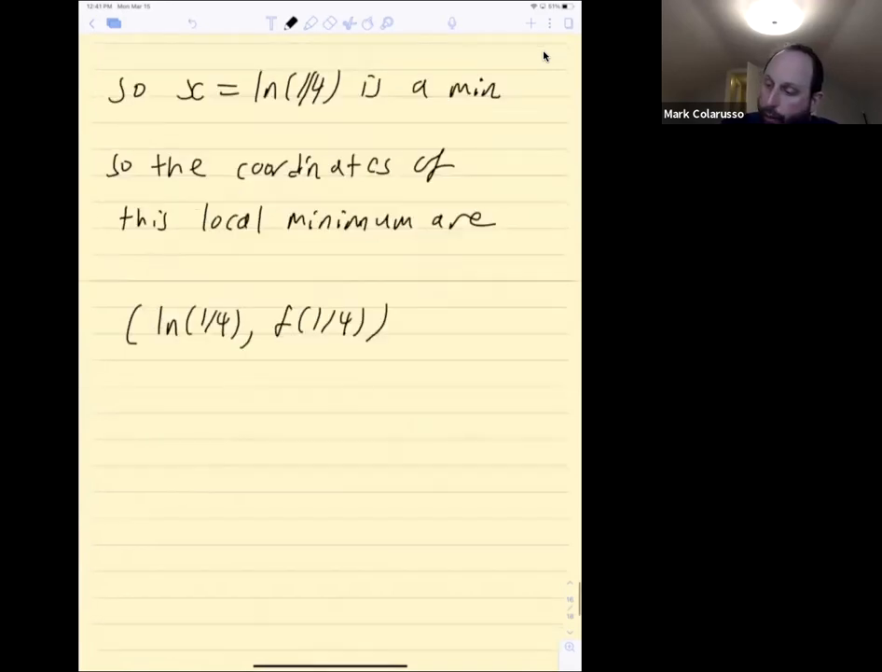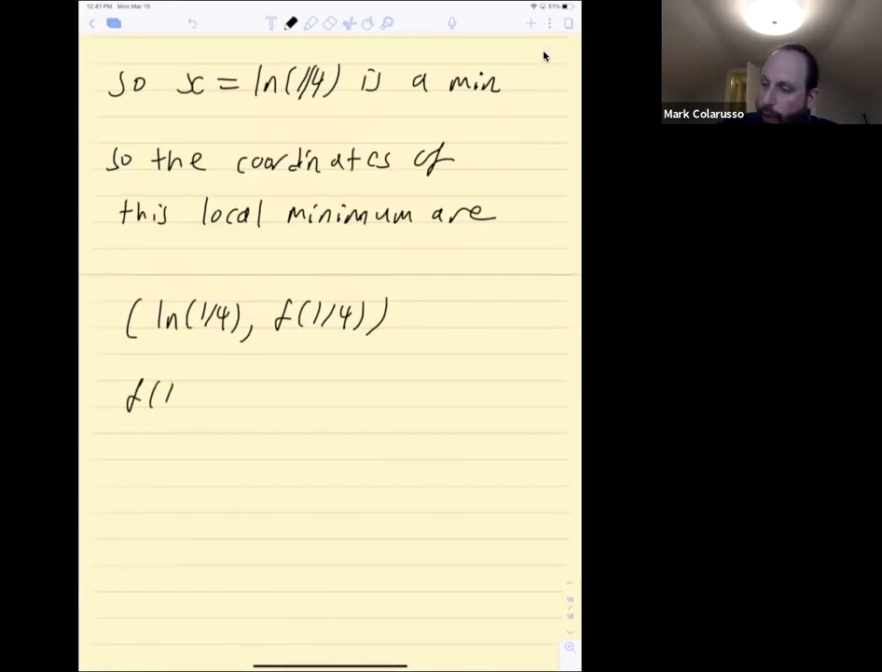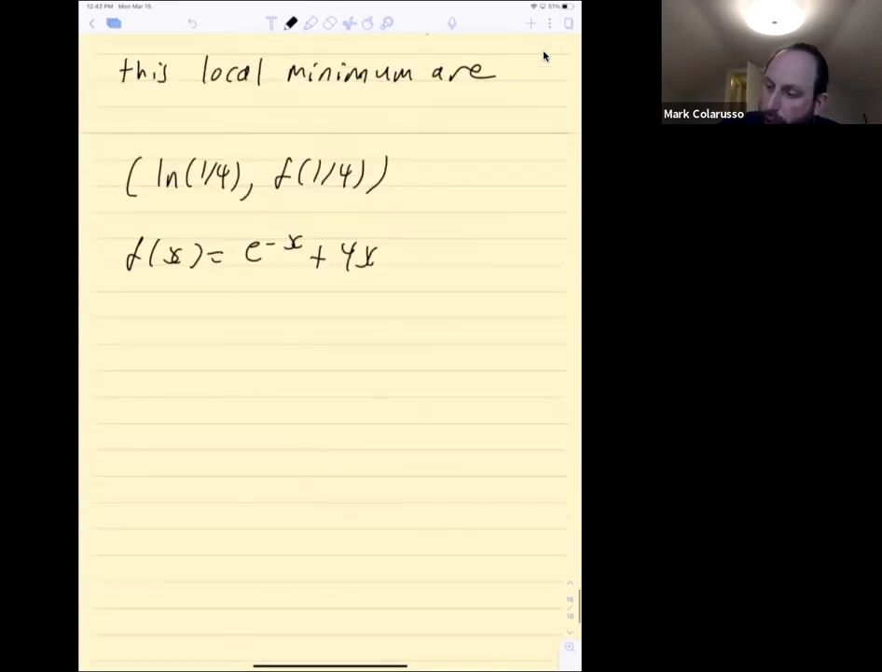And so for f of ln of 1/4, you have to remember what f at x is. It's way up above, so I'll just say what it is here. f at x was e to the minus x plus 4x. So f of ln of 1/4.